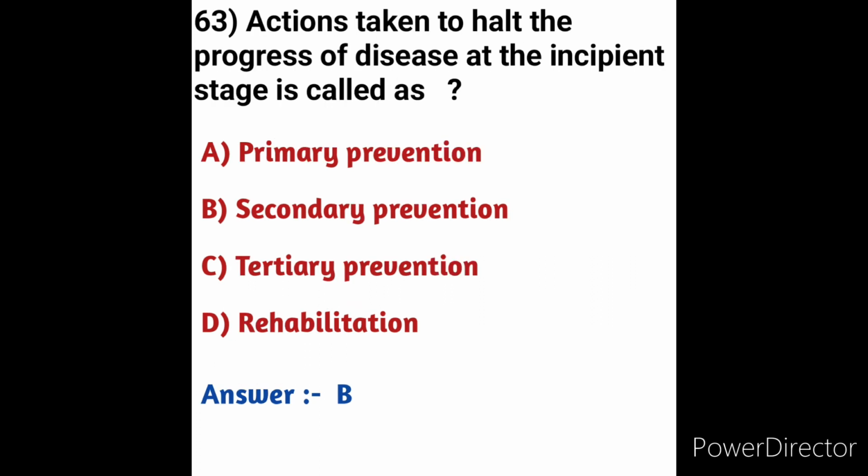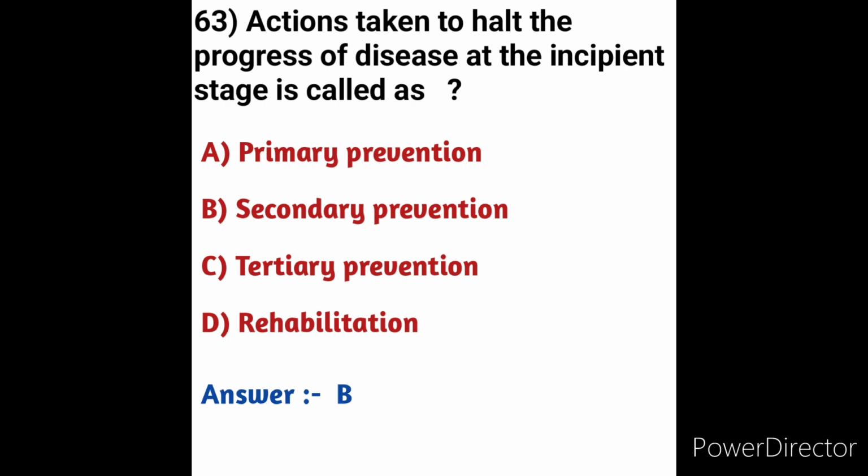Let's move on to question number 63. Actions taken to halt the progress of disease at the incipient stage are also called as, we will see the options here, primary prevention, secondary prevention, and tertiary prevention, rehabilitation. Here halting the progress of disease at the incipient stage is called secondary prevention. Secondary prevention is aimed to reduce the impact of disease or injury that has already occurred. So option B is the correct answer, secondary prevention.